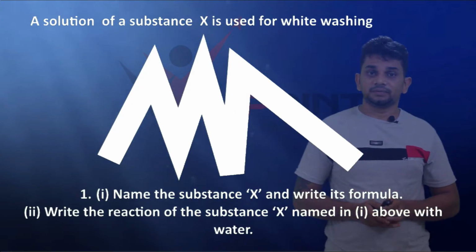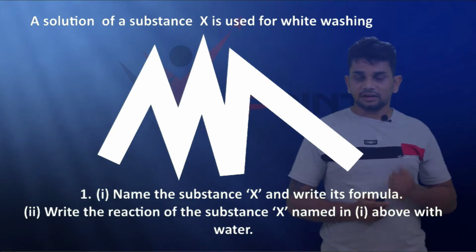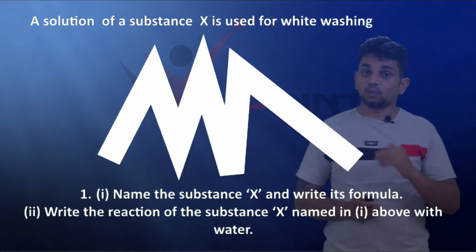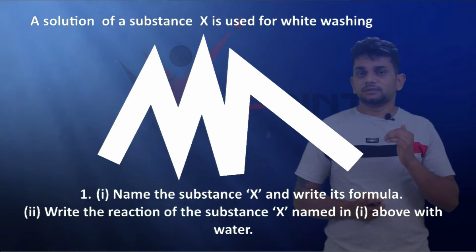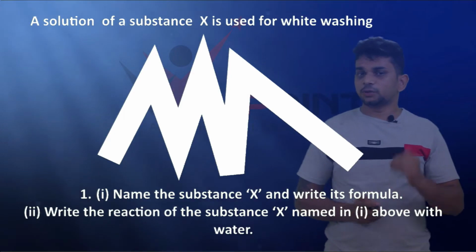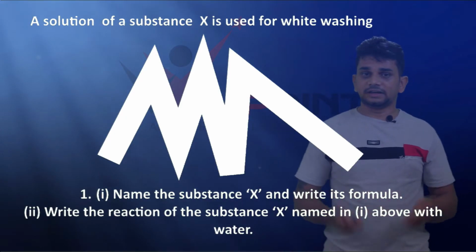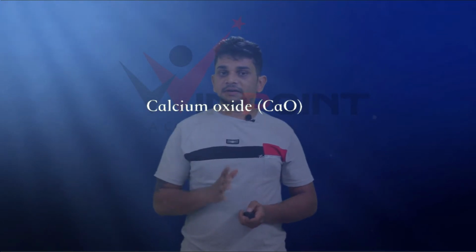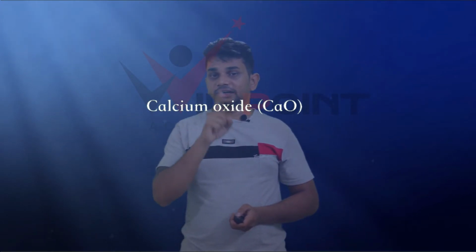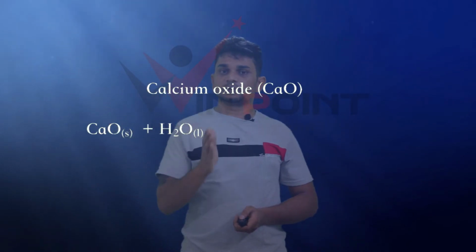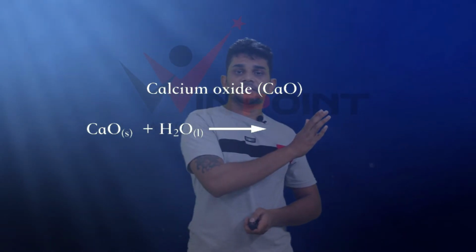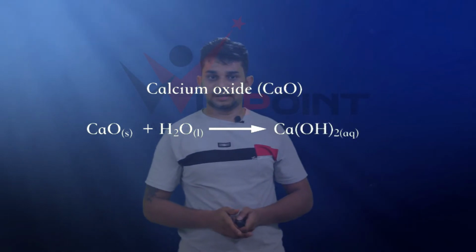There is a substance X which is used for whitewashing. Which is the substance? It is calcium oxide. Calcium oxide we can use for whitewashing, and when we add this calcium oxide to water, what is going to happen? Let's see that now. The answer is calcium oxide, CaO. Calcium oxide plus H2O gives calcium hydroxide, Ca(OH)2.